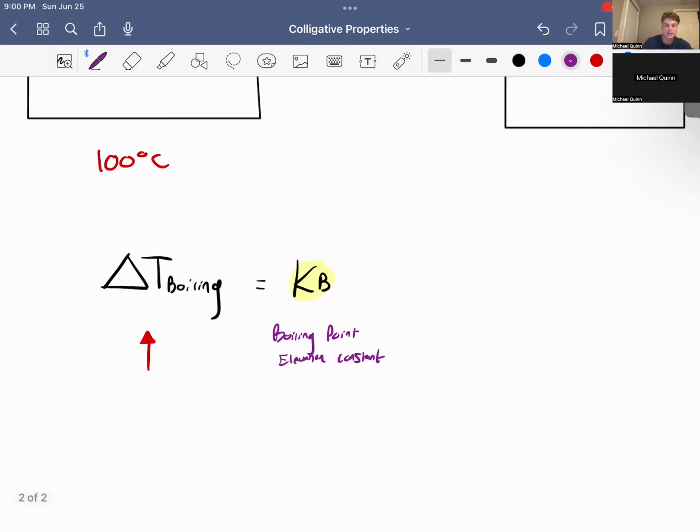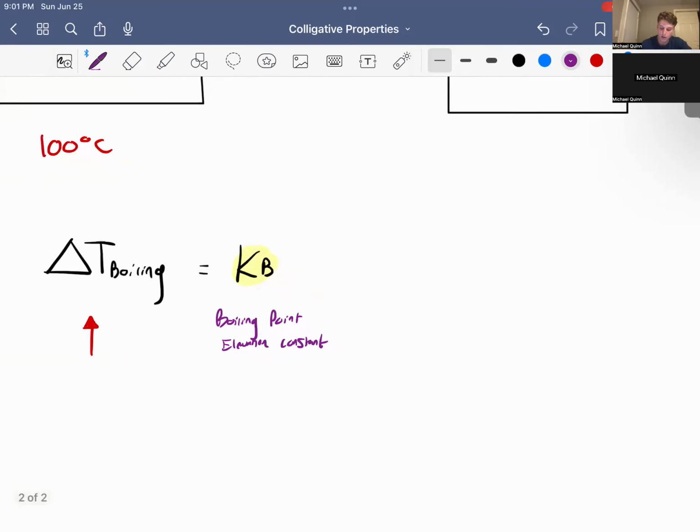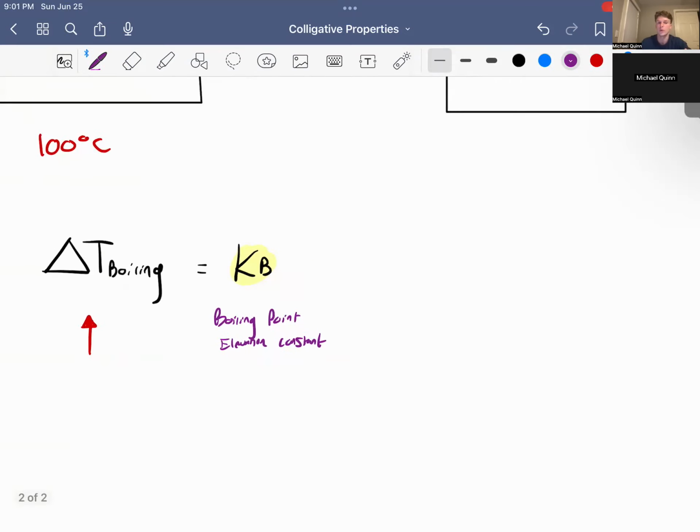Right? This is going to be specific for each liquid. So this would be from a data table. This is discovered when someone ran this experiment. You would never be required in any chemistry class to memorize all of the boiling point elevation constants for every liquid out there. This is something that would be provided for you, or if you were given all the other variables in the equation, you could solve for it.